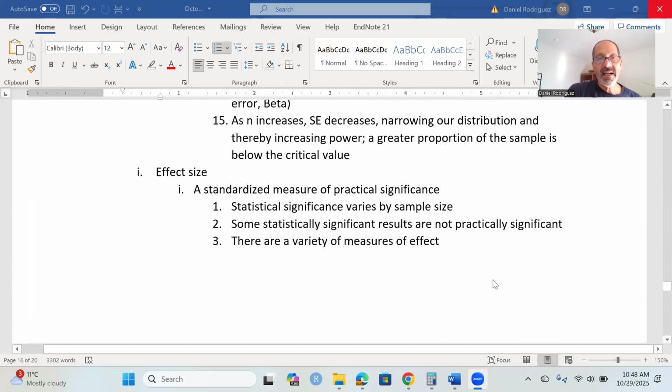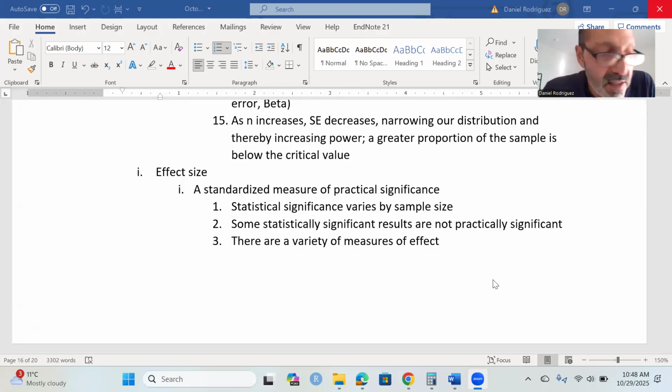Effect size is a standardized measure of practical significance. I mean, we try to standardize things. We talk about something being statistically significant, but it may be significant because of sample size, right? So there's also a problem when you have a large sample size.